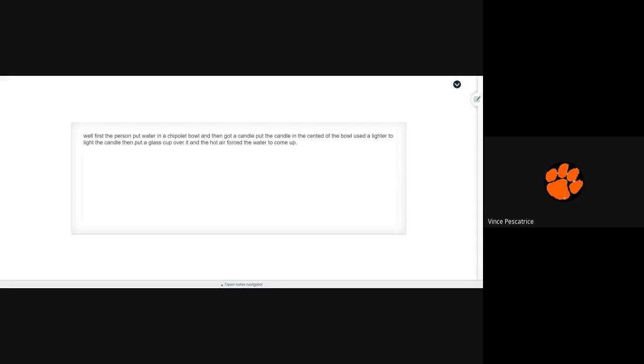All right. Well, first the person put the water into a Chipotle bowl, and then got a candle and put the candle in the center of the bowl. Used a lighter to light the candle, and put the glass cup over it, and the hot air forced the water to come up. All right, that's pretty good. So that's what I'm looking for. Anything less than a sentence for sure is not enough detail. So make sure you're using as much detail as possible.